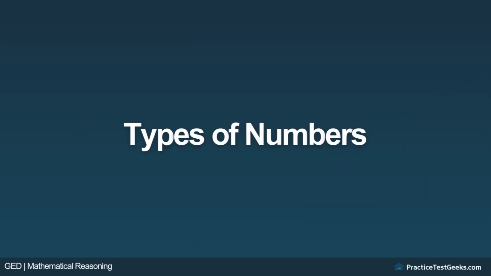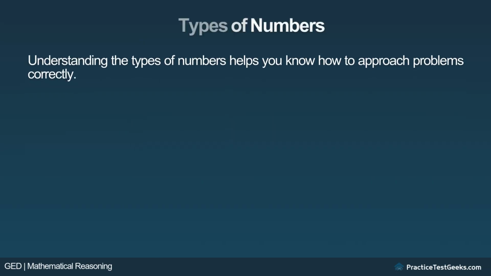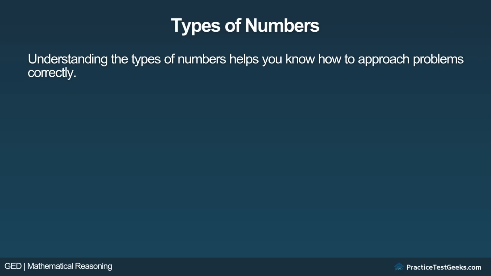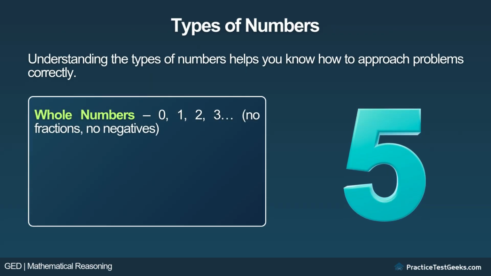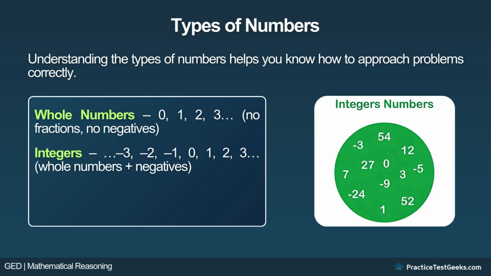To do well on GED math, you need to know the basic types of numbers. These categories help you understand what kind of math applies to each situation. To begin with, whole numbers include 0, 1, 2, 3. In other words, all positive numbers without fractions or decimals. Next, integers expand that by adding negative whole numbers: -3, -2, -1, 0, 1, 2, 3.